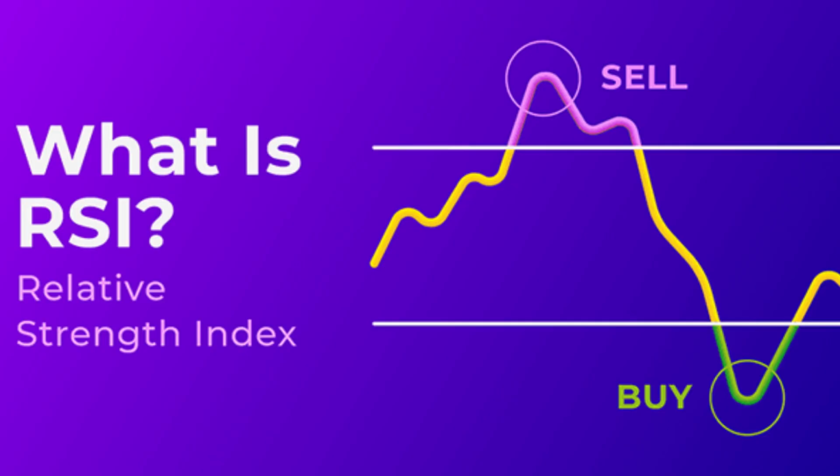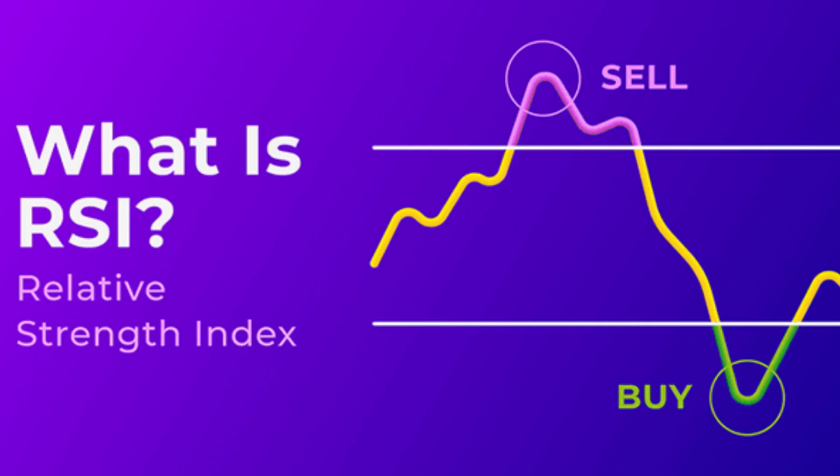Think of it like this. Imagine you have been running for 20 minutes without stopping. You are exhausted. You need to slow down or stop. That is what an overbought market looks like. It has been running up for too long, and it needs to pause or reverse. Now imagine you have been sitting down for 6 hours without moving. Your legs are stiff. The moment you stand up, you move fast. That is what an oversold market looks like. It has been falling for too long, and it is ready to bounce back up.